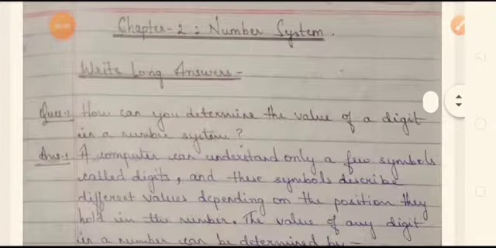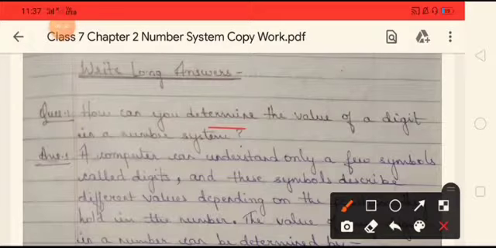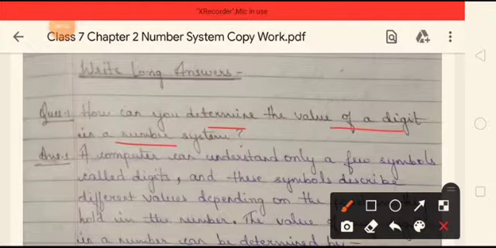The first question is, how can you determine the value of a digit in a number system? This question asks what the value of a particular digit is in a particular number system. As you might have studied in maths before, every digit has its position, its place value, its face value. In the same way, in our computer, each digit in a number system has its own value. So how can we determine that? Let us see.